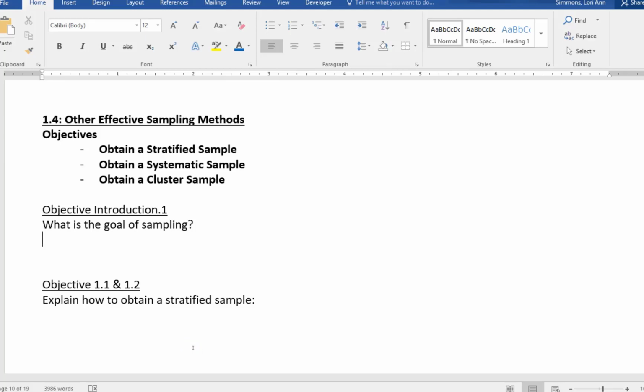Section 1.4, Other Effective Sampling Methods. In the last section, we learned about simple random sampling. Now we will learn about the remaining three: stratified sampling, systematic, and cluster sampling. So what is the goal of sampling? It is to collect as much information as possible about the population at the least cost.